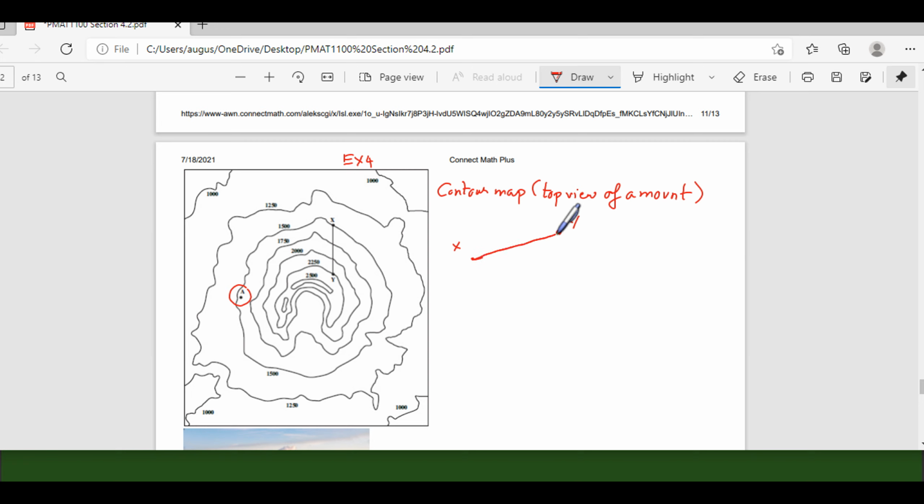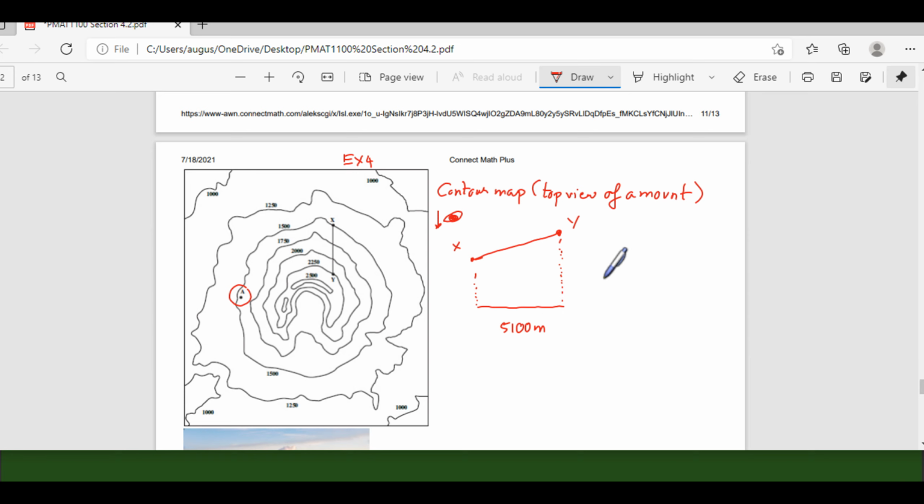Now I redraw the picture with the side view. Now we're going to look down. I draw the eye like this. I look down, and they say that X and Y are 5,000 meters apart. So this is 5,000 meters apart.